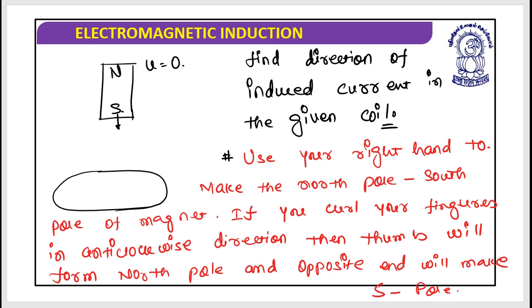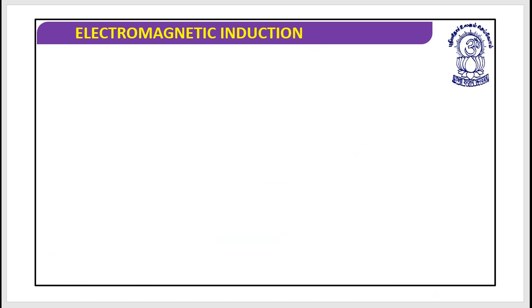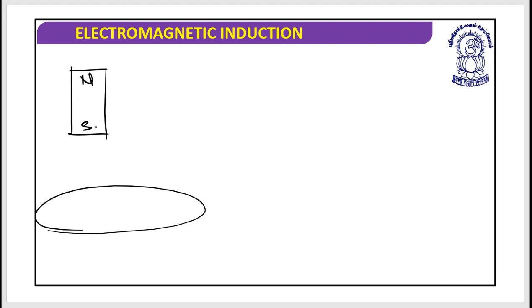So if we curl the fingers in anti-clockwise direction, then the thumb will form the north pole. And if my thumb is forming the north pole for me, the other end will make a south pole for me. So the situation will be something like this. This is south pole, this is north pole, and this is the loop. As it has been dropped from here, it is moving in this direction.